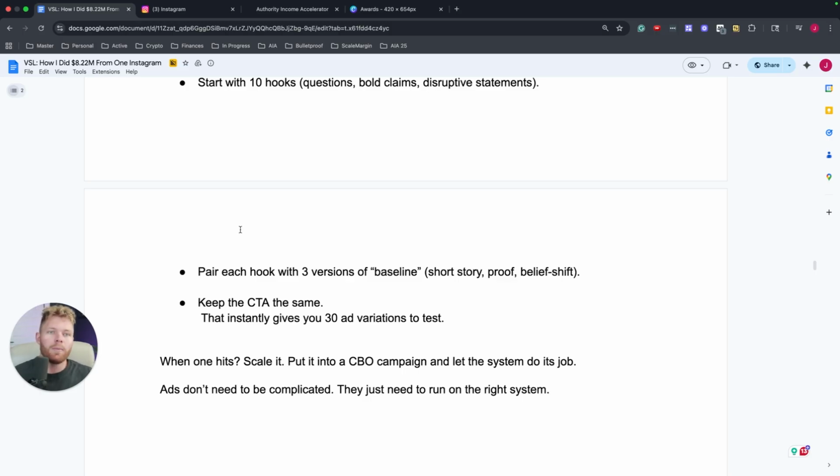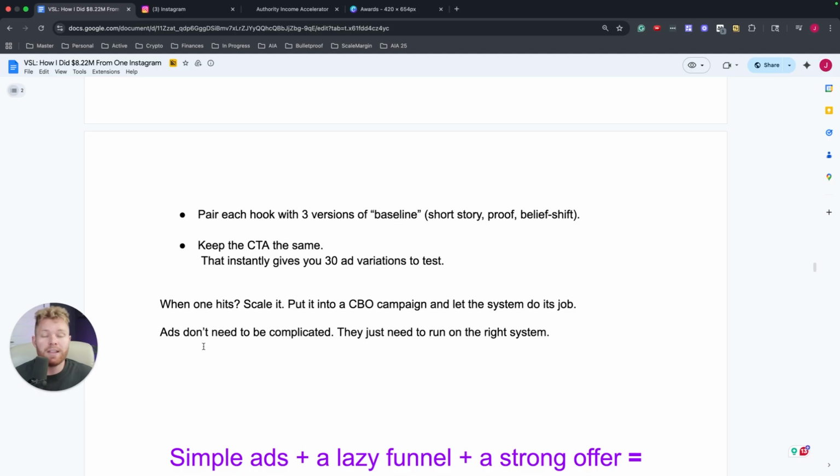So I'm not going to get into scaling right now because, again, I just want to give you the 1,000-foot overview of how this works. If you're needing help scaling, that's what we can definitely help out with. But ads really just don't need to be complicated, guys. They just need to run.